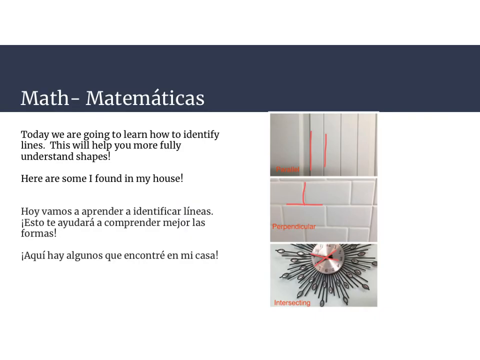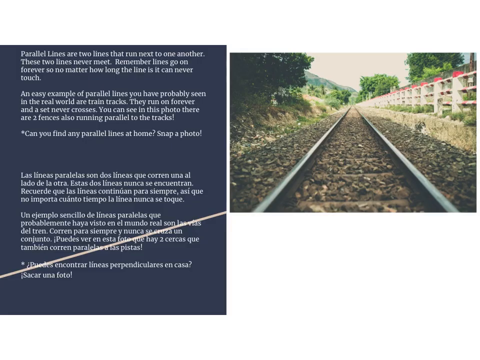All right, for math today, we're going to be learning how to identify different types of lines. This, again, just like yesterday's lesson, will help you more fully understand shapes. Here are a few examples that I found in my own house: some parallel lines, some perpendicular lines, and some intersecting lines. Parallel lines are two lines that run next to one another. These two lines never meet. Remember, lines go on forever, so no matter how long the line is, it can never touch.